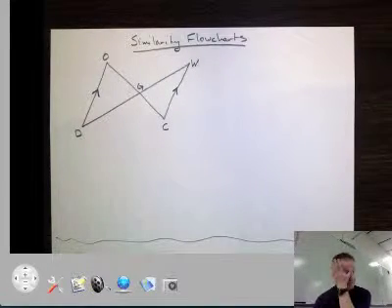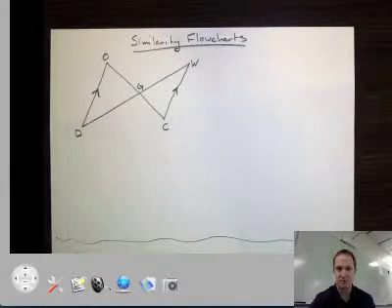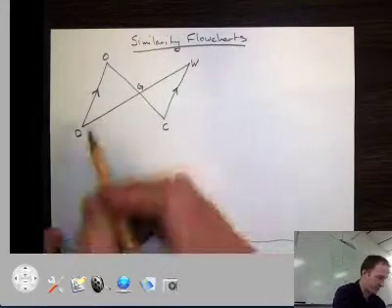Hello there. This video is about the similarity of flowcharts for showing that triangles are similar. In the last video we saw that there were 3 shortcuts for showing that triangles are similar. I'm going to make a little note of them here.